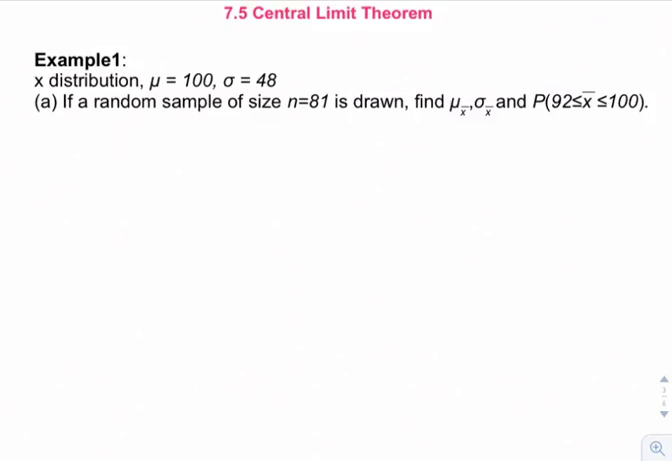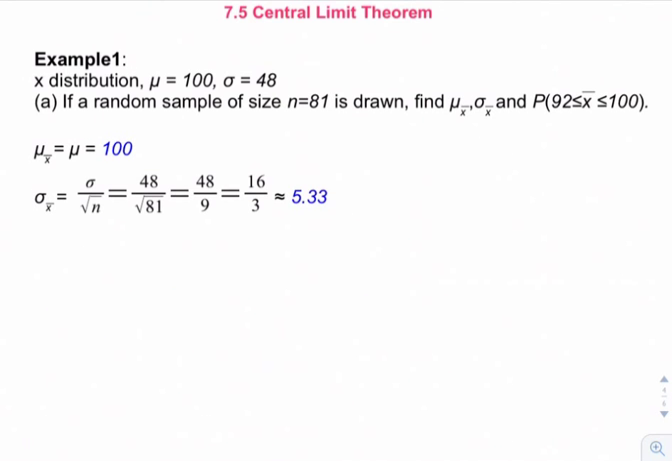So it says to first find the mean and the standard deviation for this distribution. So the mean is the same as our original X distribution. And what about the standard deviation? We have the standard deviation of X bar is defined to be the standard deviation of X, our original one, divided by radical n.